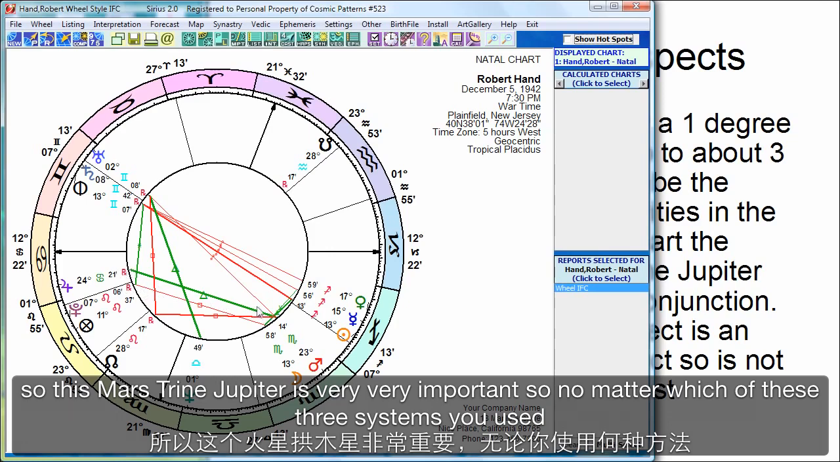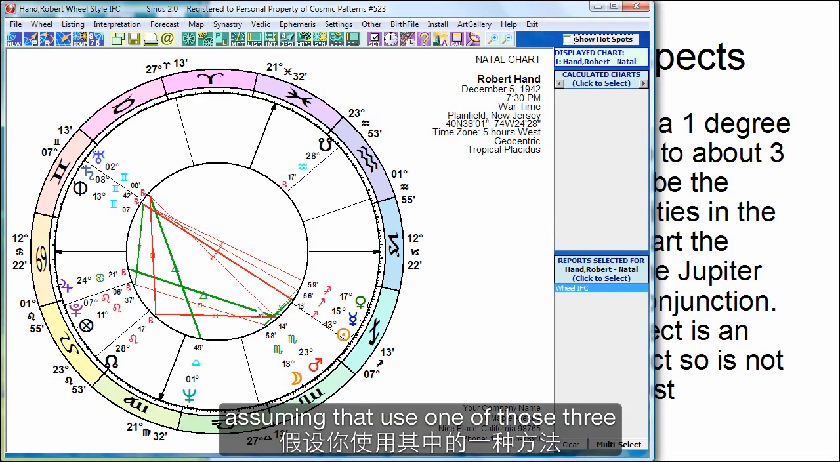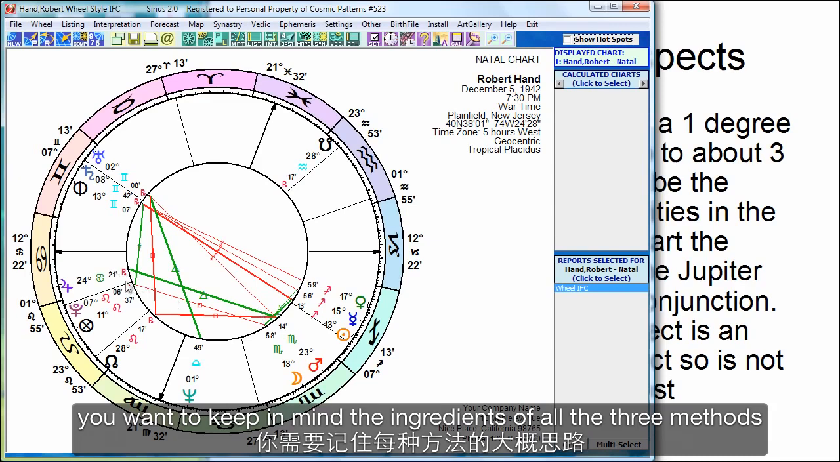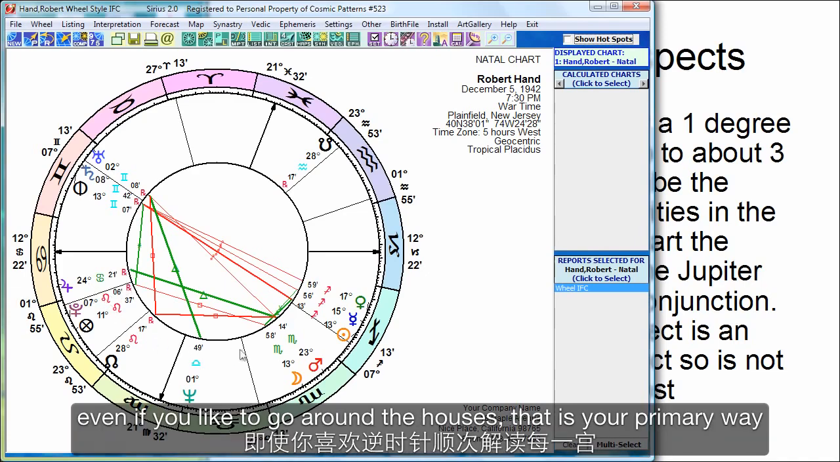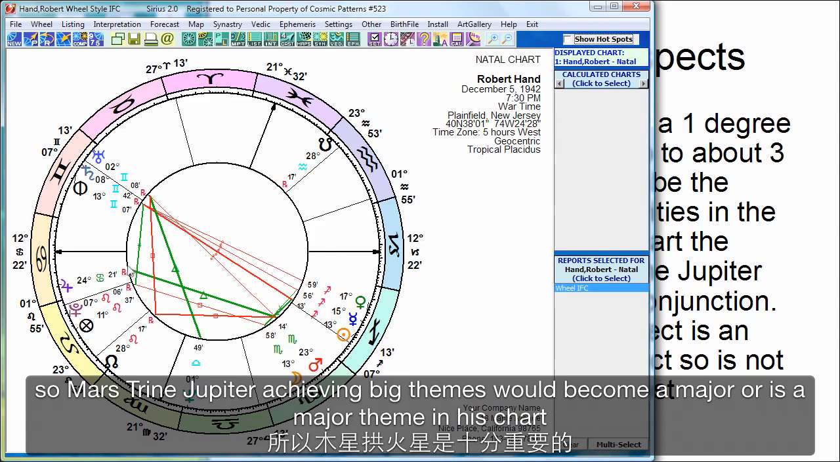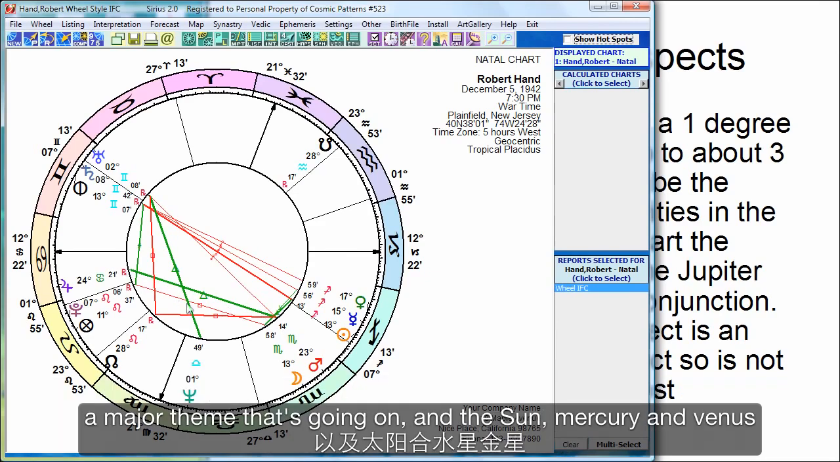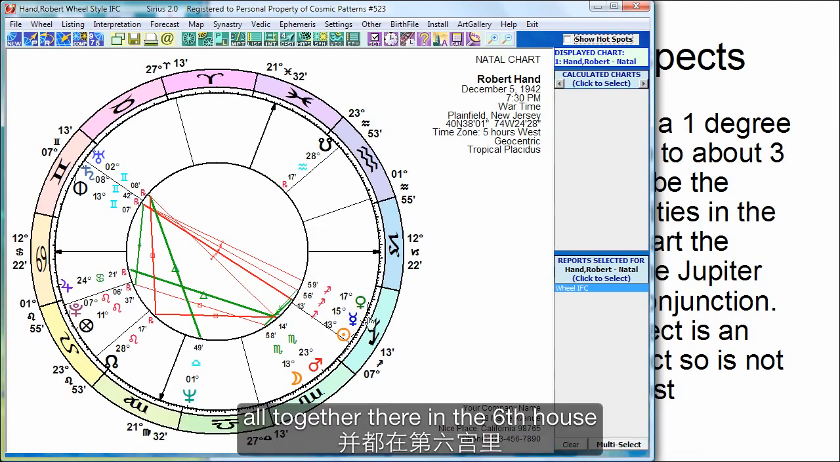So no matter which of these three systems you use, or assuming you use one of those three, you want to keep in mind the ingredients of all the three methods, no matter which one you use. Even if you like to go around the houses as your primary way, you want to keep in mind those strong aspects. So Mars trine Jupiter, achieving big things, is a major theme in his chart, major thing that's going on. And the Sun, Mercury, Venus stellium, they're all about 2 degrees apart, all together there in the 6th house.